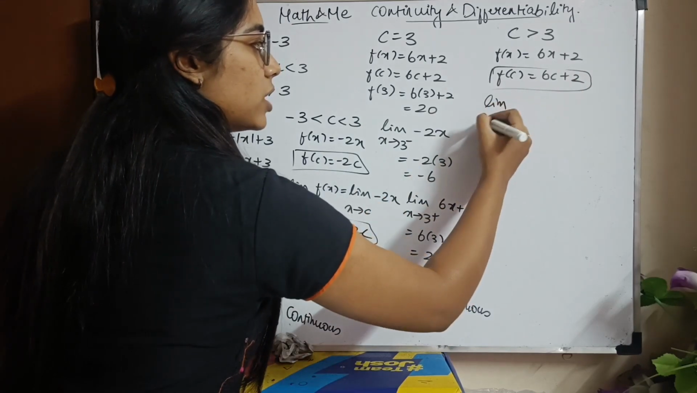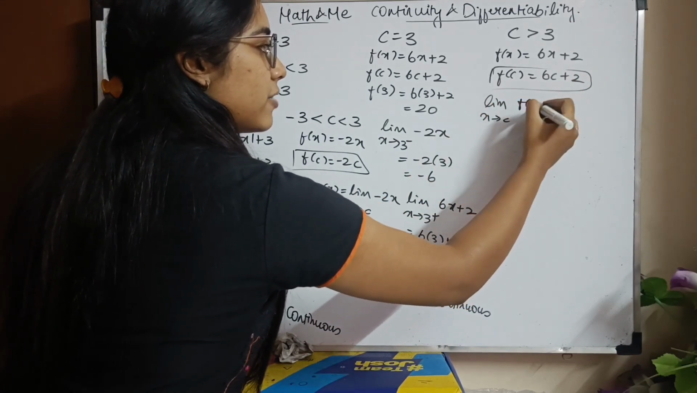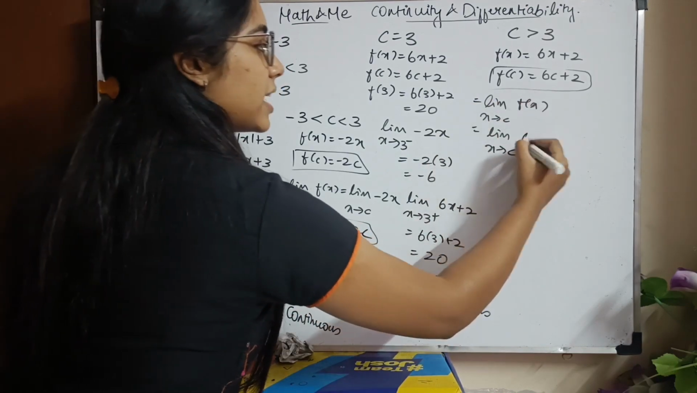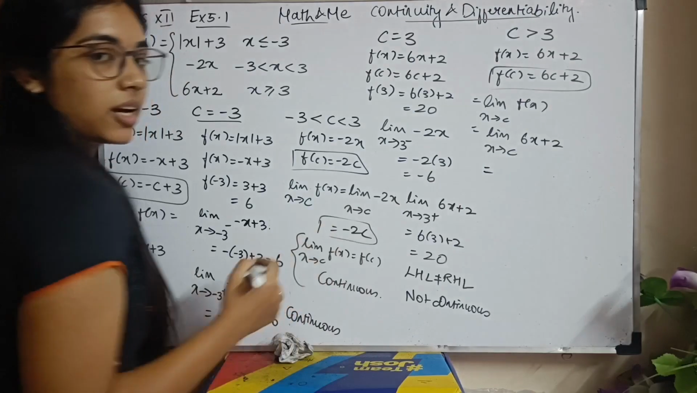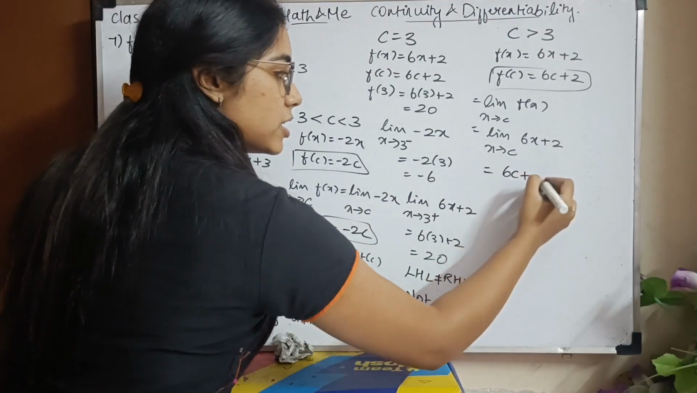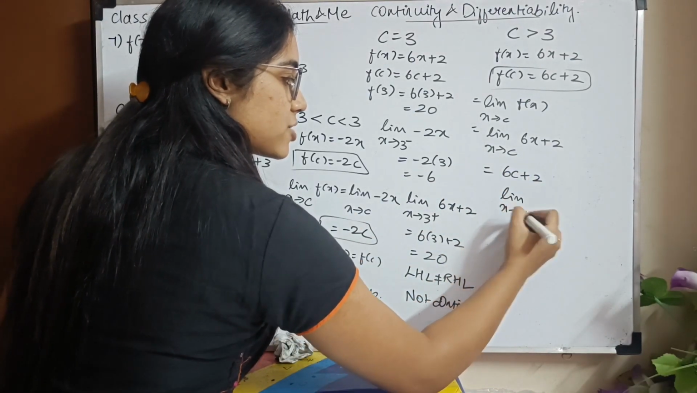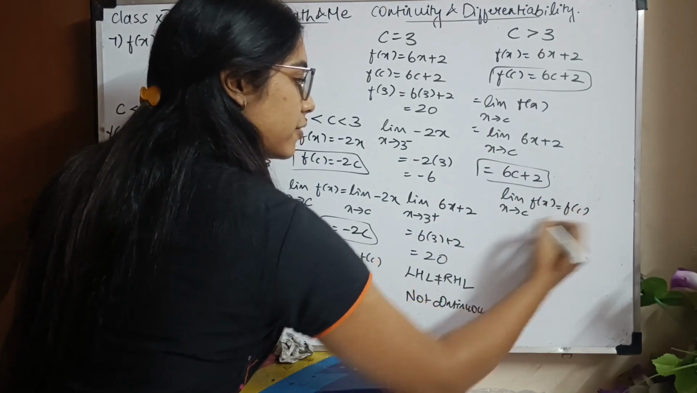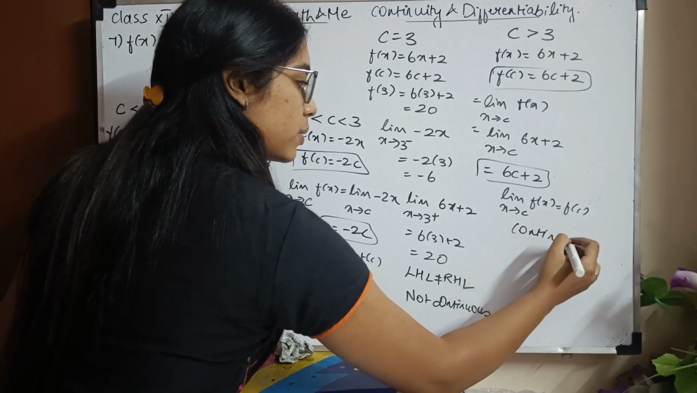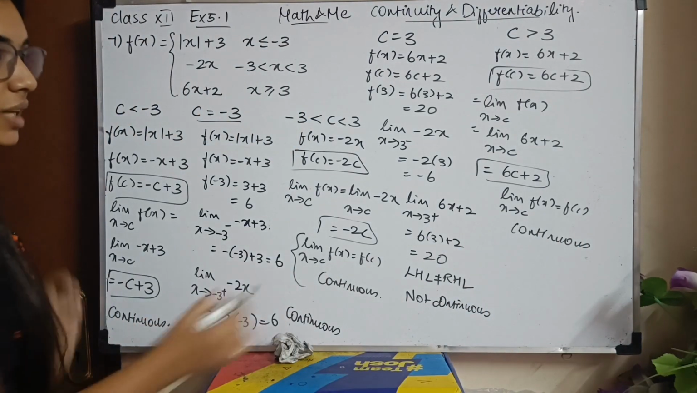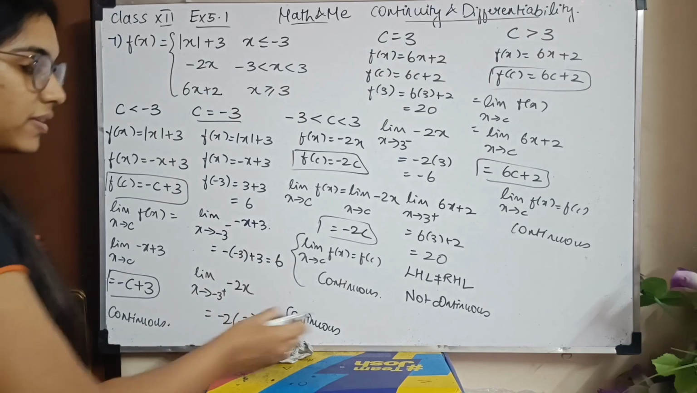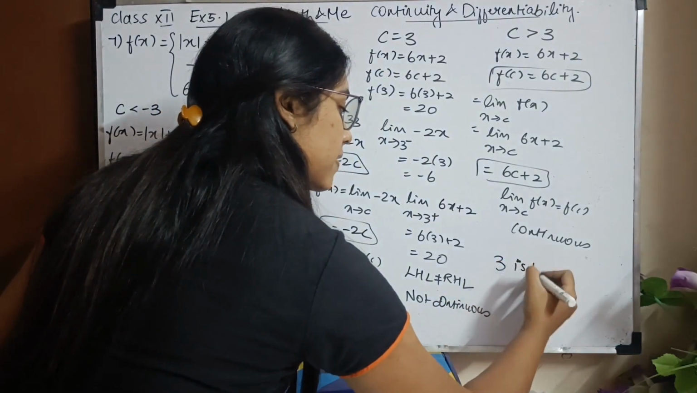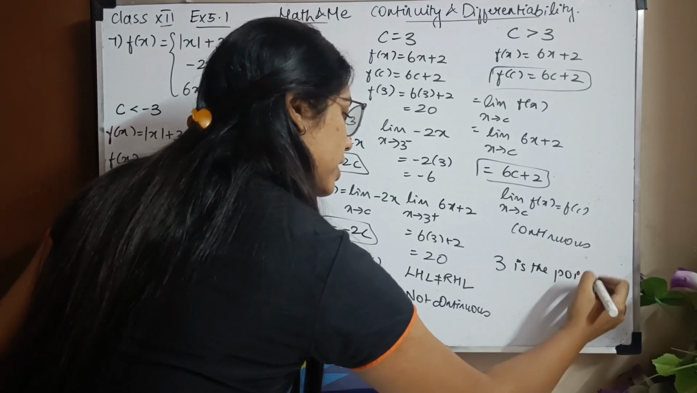But what happens when we take the limit? Limit x tends to c of f of x, which is limit x tends to c of 6x plus 2. When I substitute the limit, what happens? 6c plus 2. So what do I see? Limit x tends to c of f of x is going to be f of c. So continuous. But what is the question? What is the point of discontinuity? So only at 3 it is not continuous. Everywhere else it is continuous. You see? So 3 is the point of discontinuity. That is how you write your final answer. Okay?